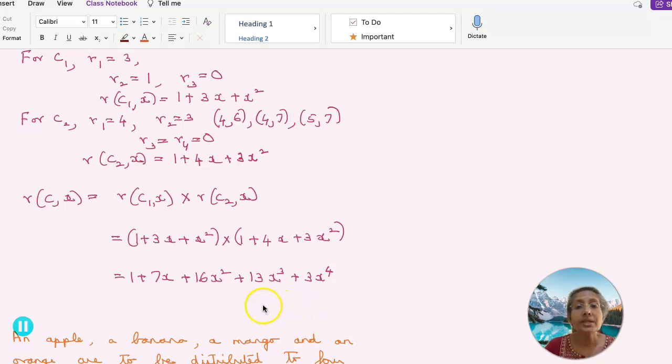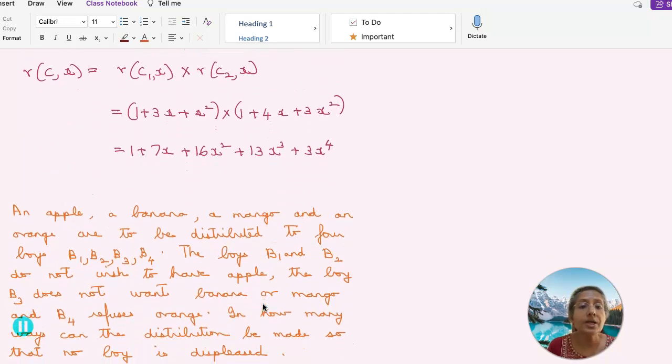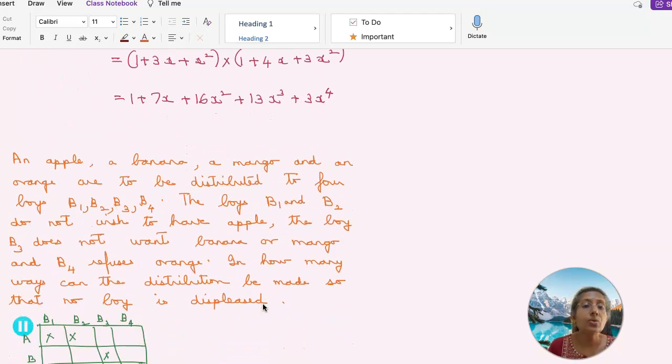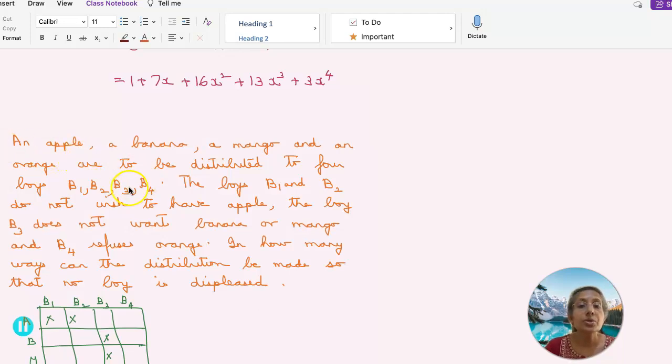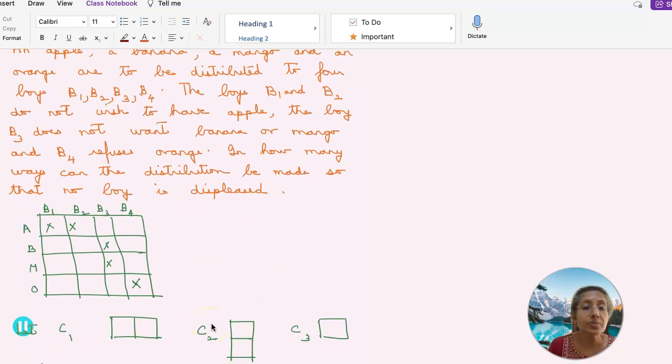Now coming to the practical application of all this, why are we doing all this? So look at this problem. An apple, a banana, a mango and an orange are to be distributed to 4 boys B1, B2, B3, B4. The boys B1 and B2 do not wish to have an apple. The boy B3 does not want banana or mango, and B4 refuses orange. In how many ways can the distribution be made so that no boy is displeased?